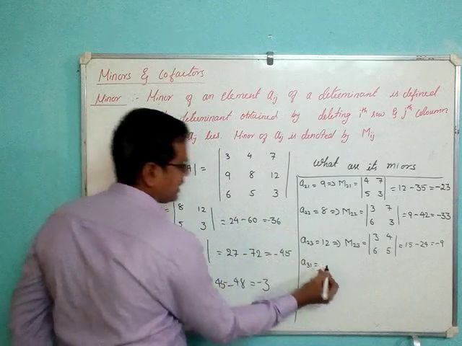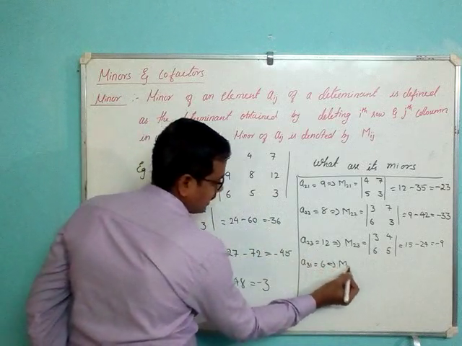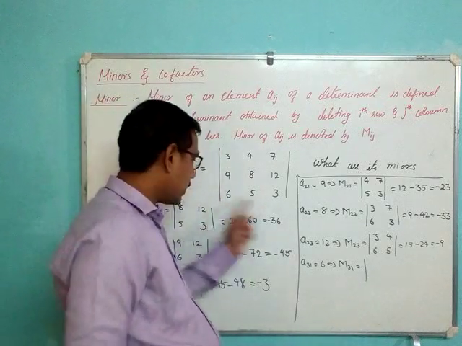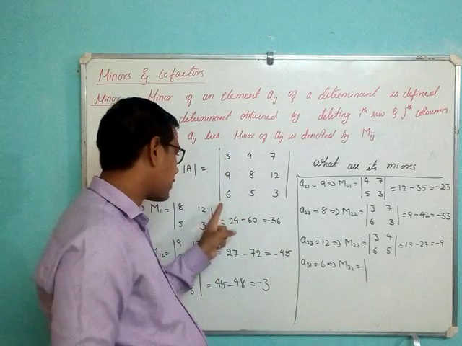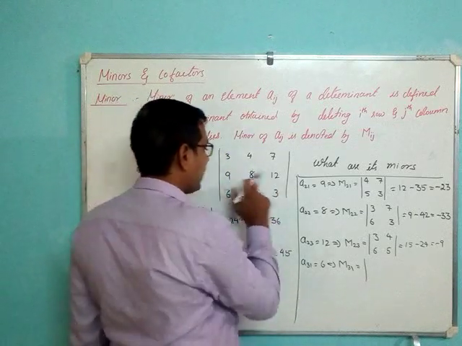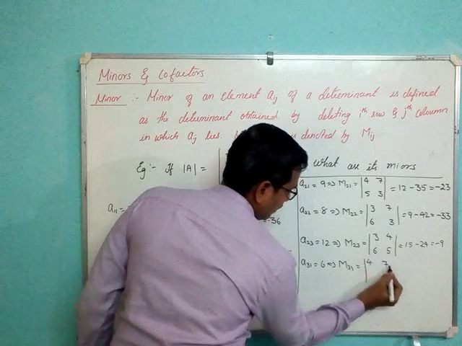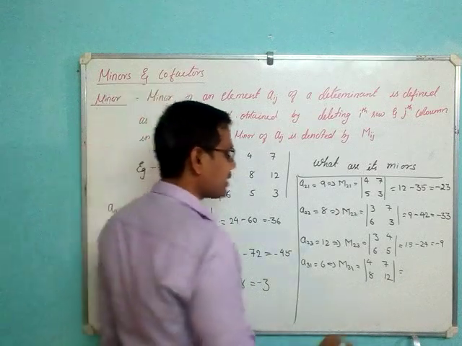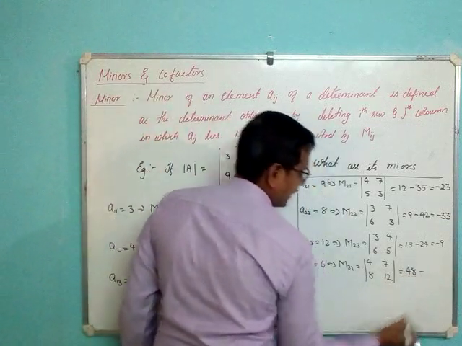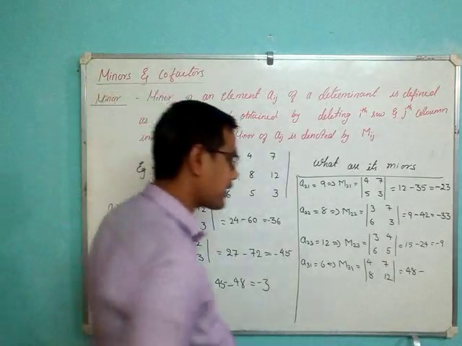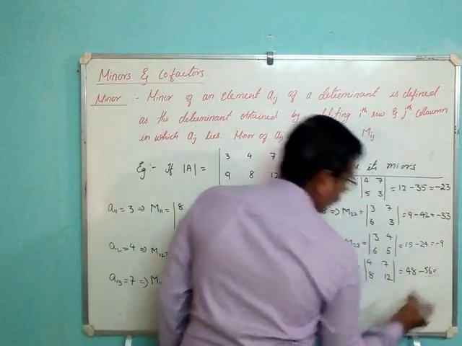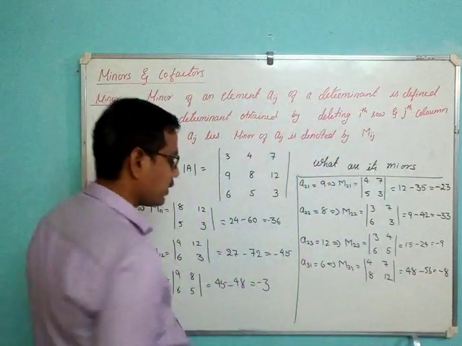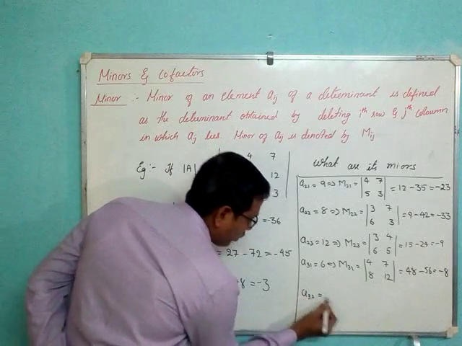A31 is what? 6. M31 is equal to, see, 6 is there in which row? Third row. Which column? First column. So neglect first column and third row. What is that? 4, 7, 8, 12. Right? 4 into 12 is 48. 8 into 7 is 56. So 48 minus 56 is minus 8. Right? Similarly, A32 is what?